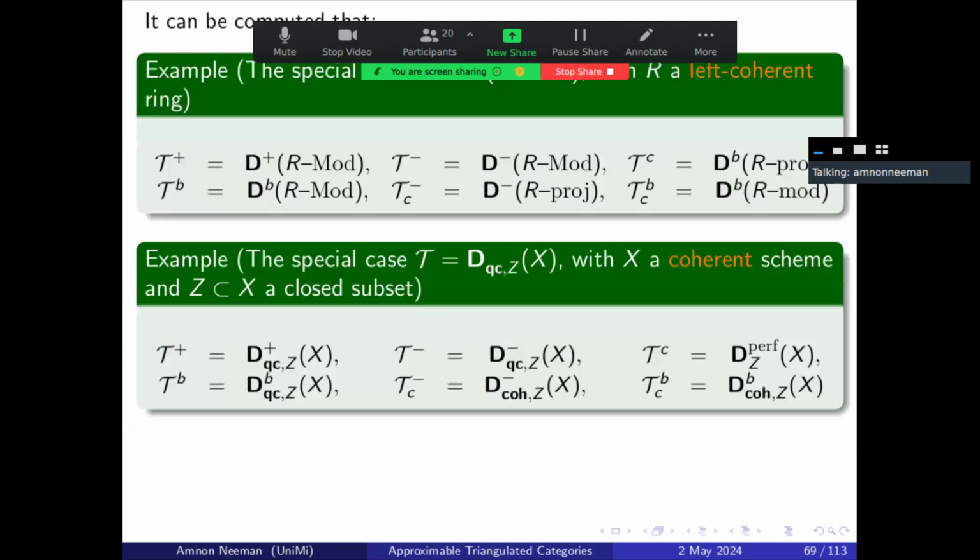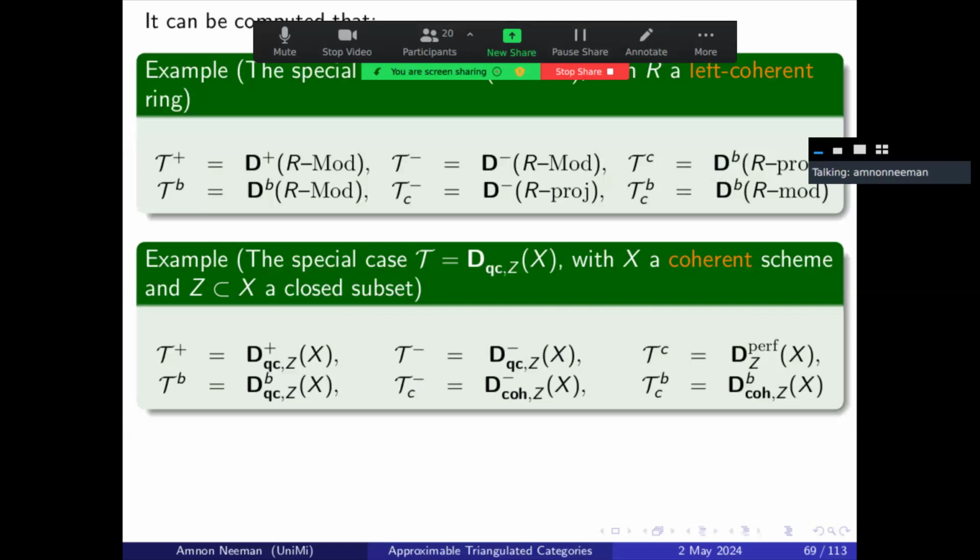And then there are the theorems that tell you that the unbounded derived category of all complexes of R modules is an approximable triangulated category. So all of this theory applies. You can define all of these intrinsic subcategories, and you can compute what they are. And when you compute, you discover that you meet old friends. So here's the computation in front of you.